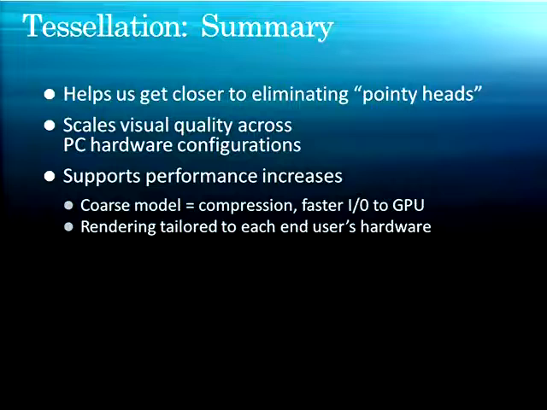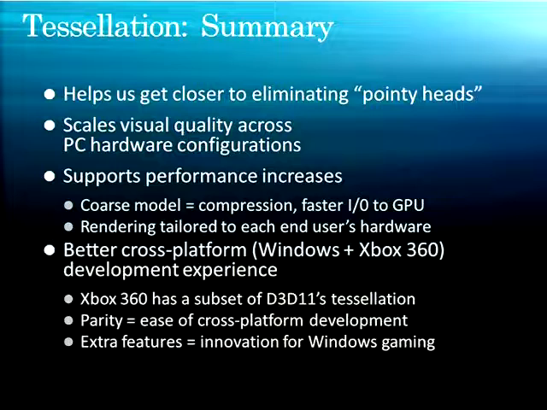It also supports performance increases in 2 ways. First, this coarse model really is a form of compression, right? It means faster I/O from disk to main memory and across the bus to the GPU. And again, rendering can be tailored to each end user's hardware. We don't need to render stuff unnecessarily if the display is small. Or again, if we notice that frame rates are dropping, we can just make the choice to decrease visual quality in favor of consistent frame rates. It's also, again, getting back to that idea of cross-platform experience with Xbox, Windows and Xbox.